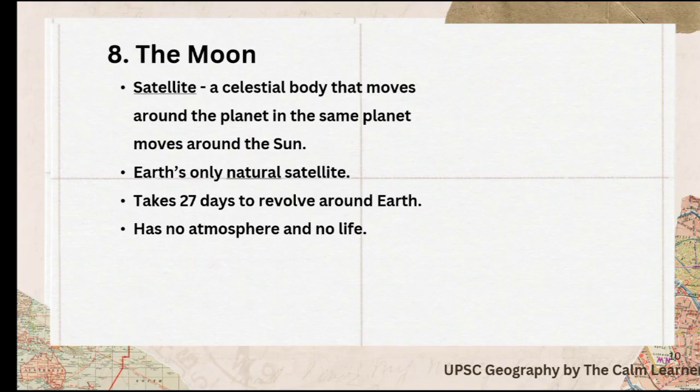Now, the moon is a natural satellite of the Earth. It moves around the Earth and reflects sunlight. The moon has no air or water, and that is why no life exists there. It takes 27 days for the moon to revolve around the Earth. We will discuss more about its phases in further videos.